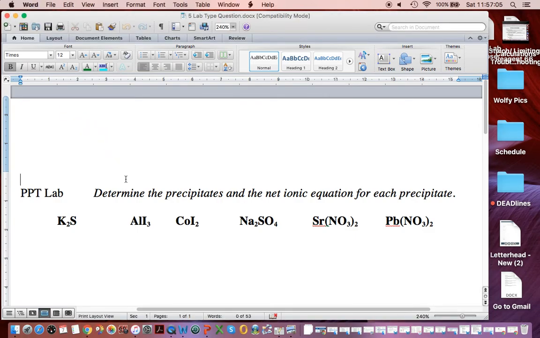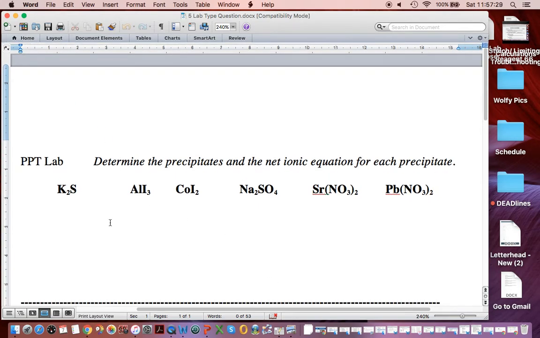Good day. This is a sample question related to the Precipitate lab, and it's trying to show you how you attack a question that's going to say, hey, we have all these solutions. Which combinations would give us a precipitate? What are the identities of precipitates? And what are the net ionic equations for each precipitate?